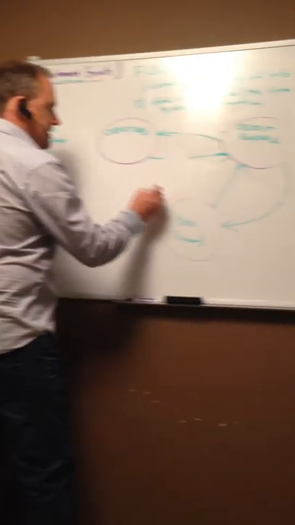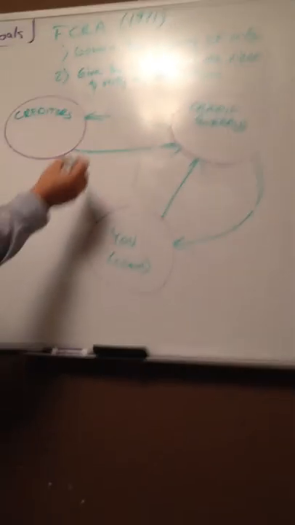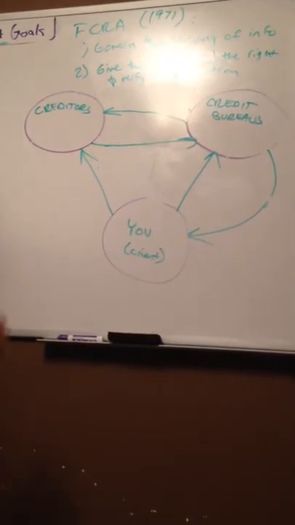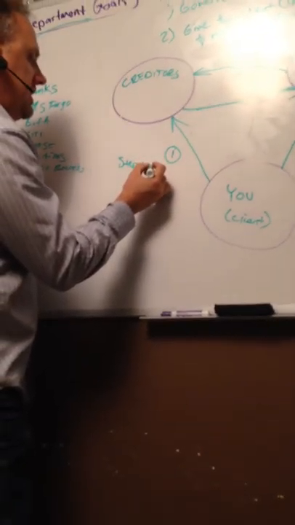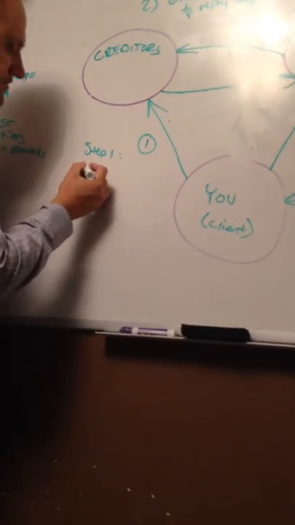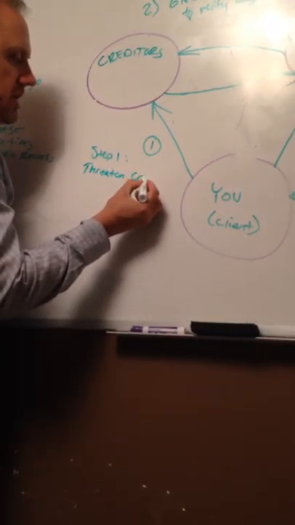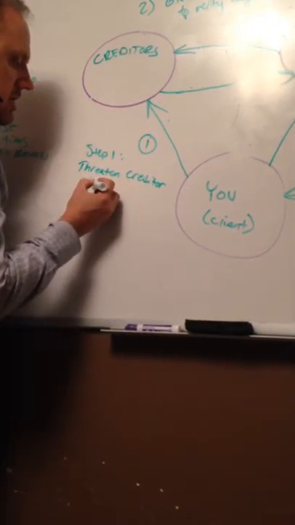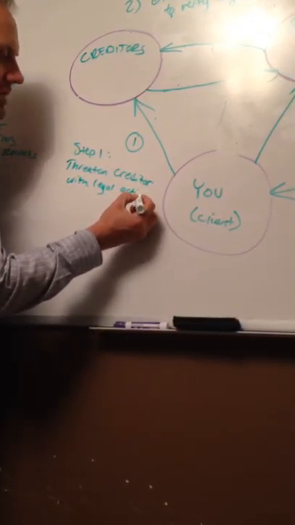The only difference is one step here that supersedes all of them. Everything else is the same. That's why I left these up. Now your first step is here. Step one. I want to write this out a little more in detail and clearly so you can have this, because this is what we do. Step one, we threaten the creditor with legal action. How do we do that?